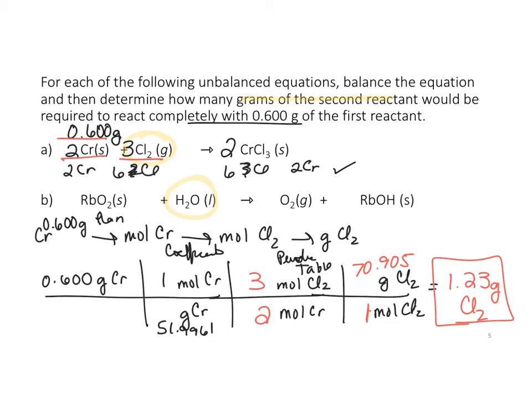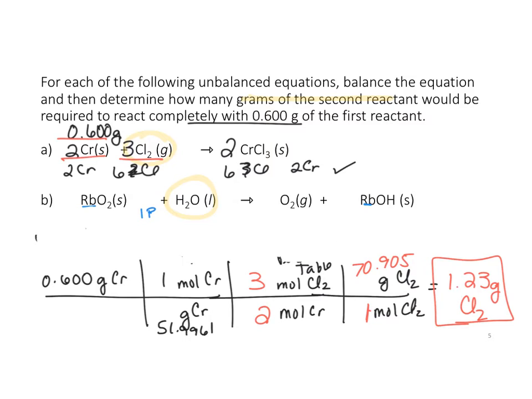All right, so the next one, we need to balance the next one. So we have 1 rubidium, 1 rubidium. We have, go ahead and just erase the plan here so we have some space.